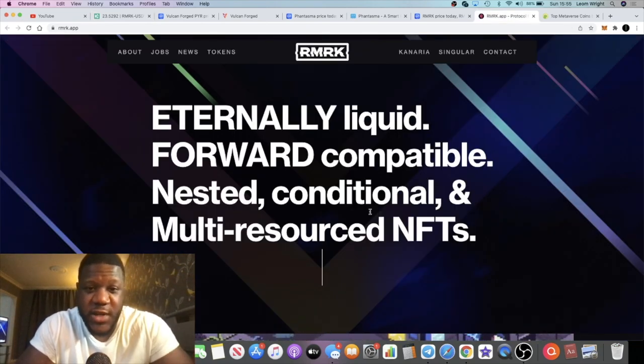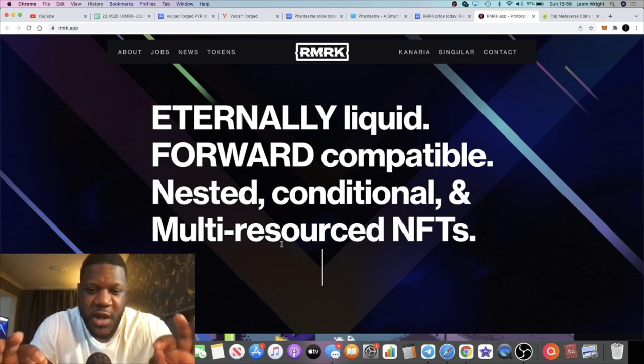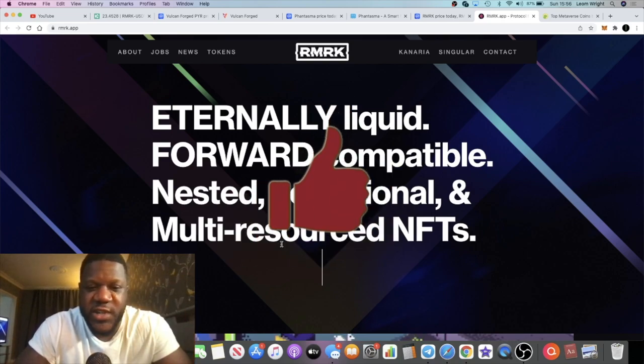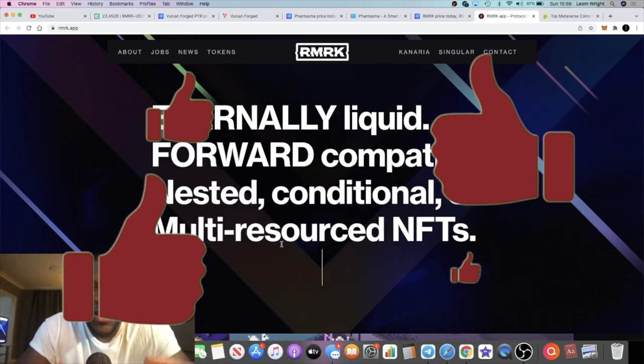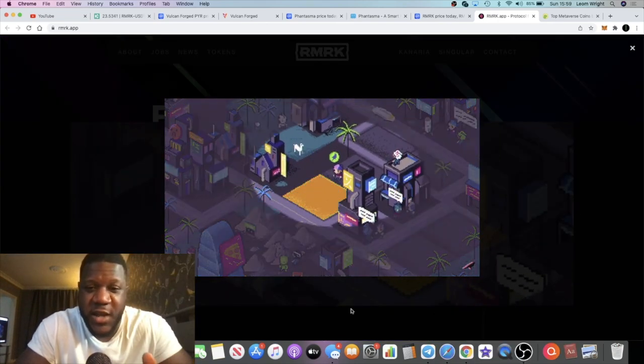So the final token in my top three low cap gaming and metaverse tokens is RMRK. Now, RMRK describes itself as an eternally liquid, forward compatible, nested, conditional, and multi-resource NFT project, which is built on the Kusama blockchain. It's a community-governed, multi-resource NFT and metaverse project.